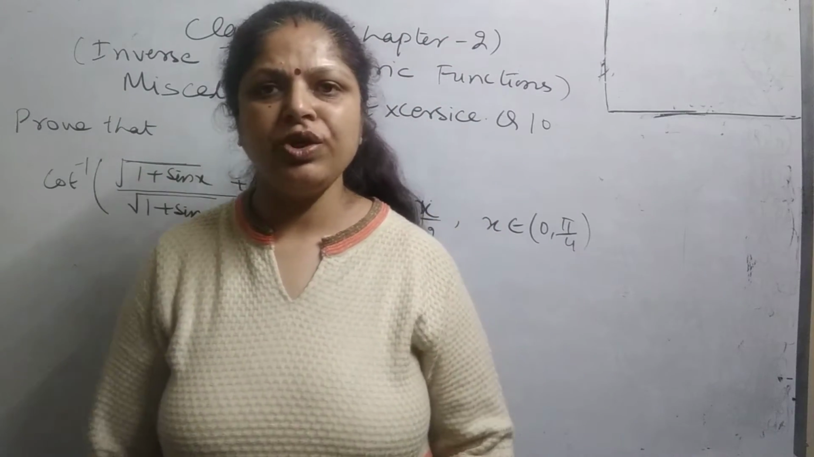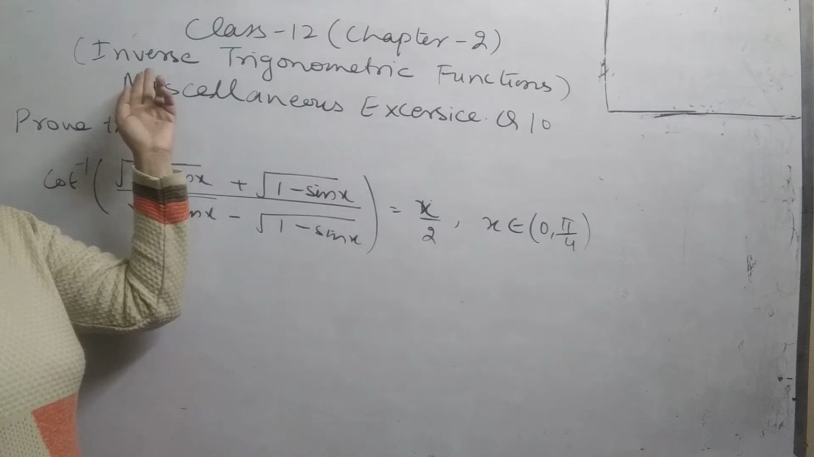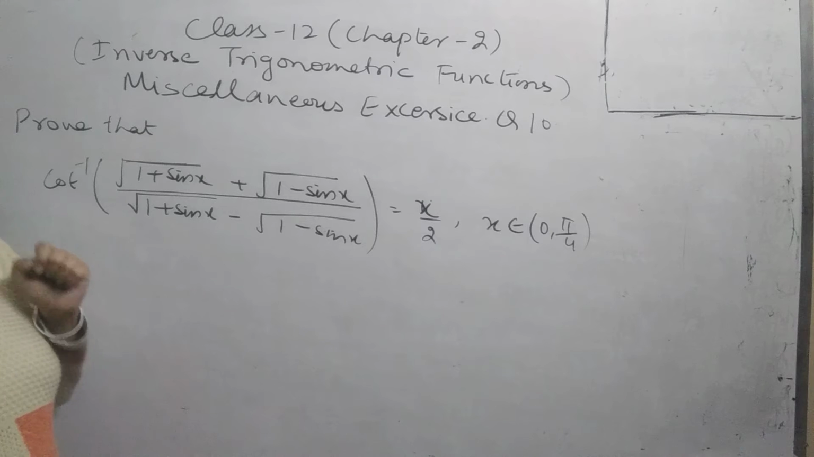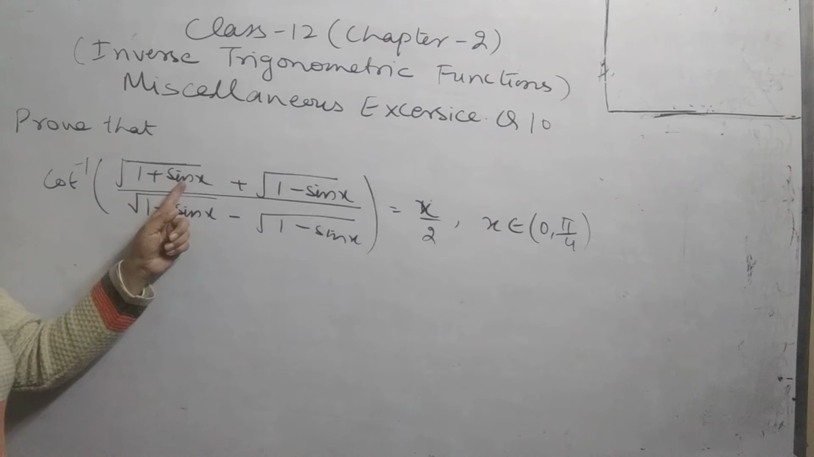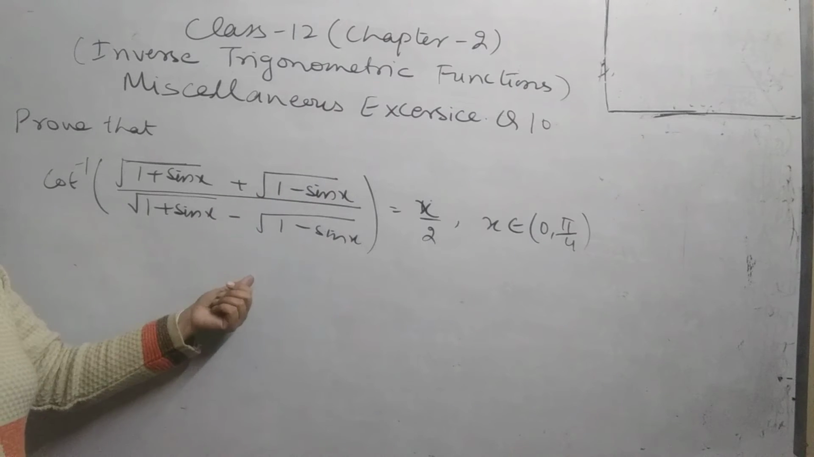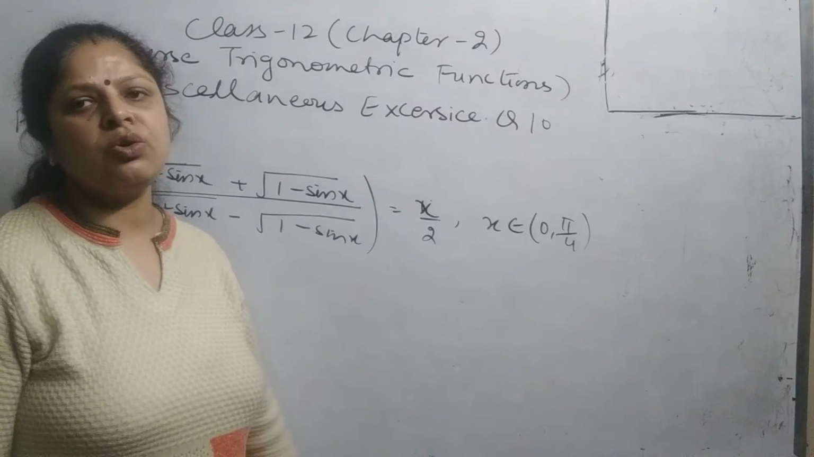Hello students, in this video we are going to discuss for class 12 chapter 2, that is Inverse Trigonometric Function, question number 10 from Miscellaneous exercise. See what it says: prove that cot inverse of (under root 1 plus sin x plus under root 1 minus sin x) upon (under root 1 plus sin x minus under root 1 minus sin x) is equal to x by 2 when x belongs to 0 to pi by 4.